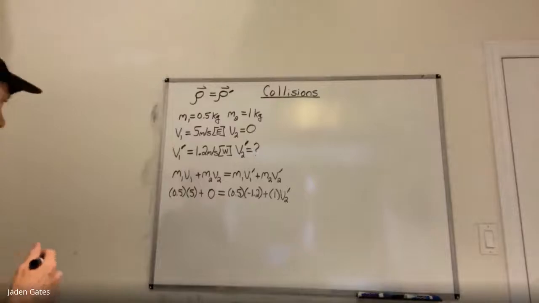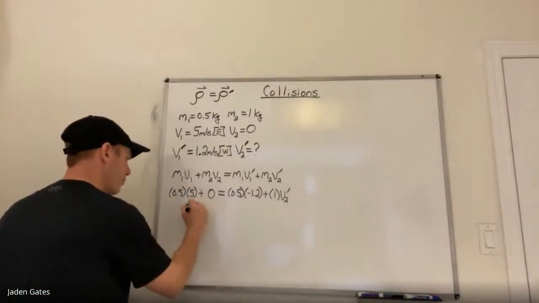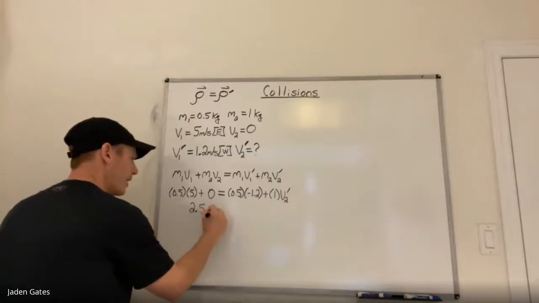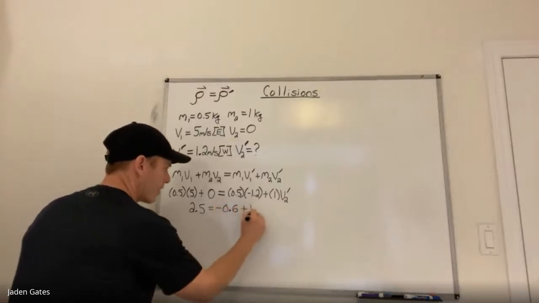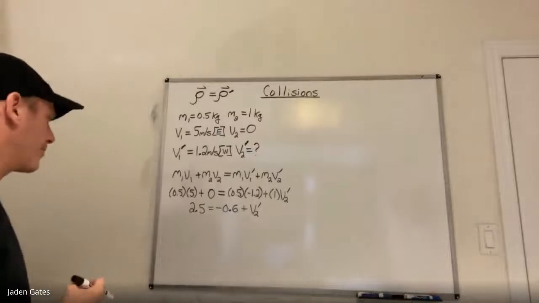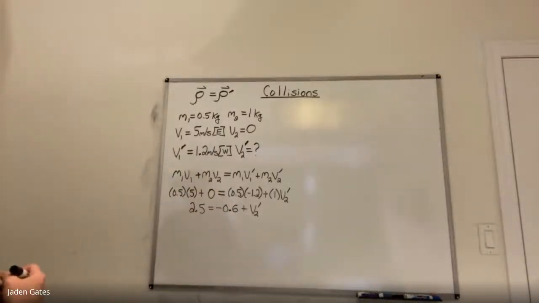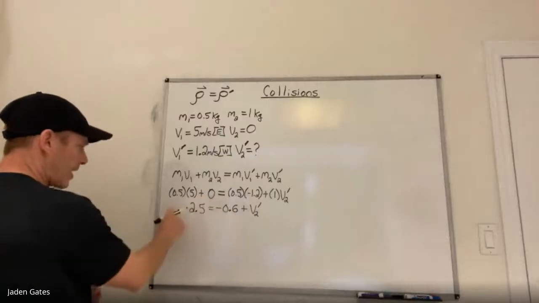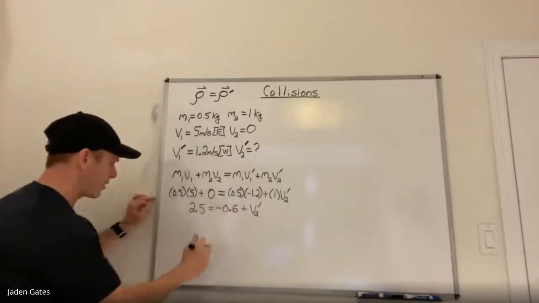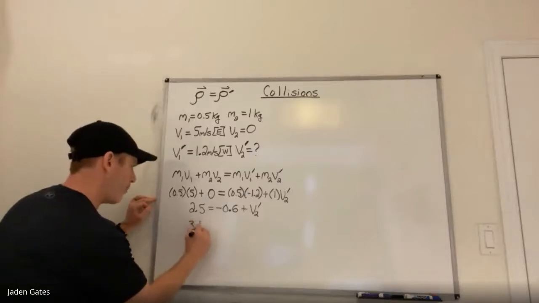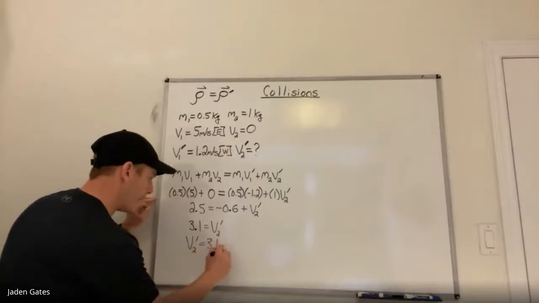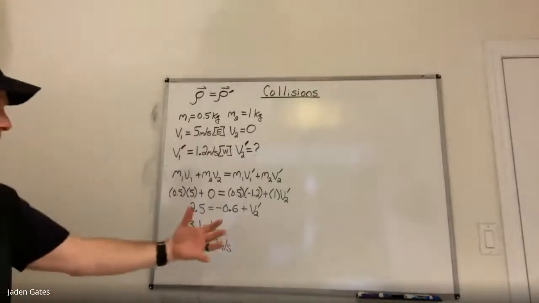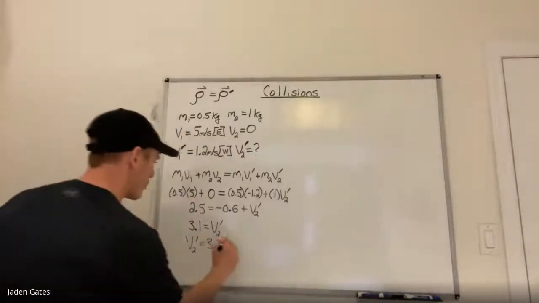I'm going to do a little math here. That's plus 0. Half of 5 is 2.5, and then half of negative 1.2 is negative 0.6, plus 1 V2 prime. I'm going to move this negative 0.6 to the other side, which means adding, so 2.5 plus 0.6 is 3.1, equal to V2 prime. So V2 prime is equal to 3.1 meters per second, and because it's positive, that means it's in the east direction.